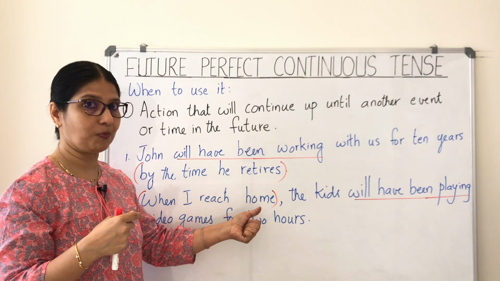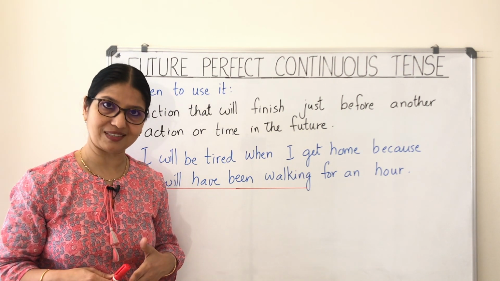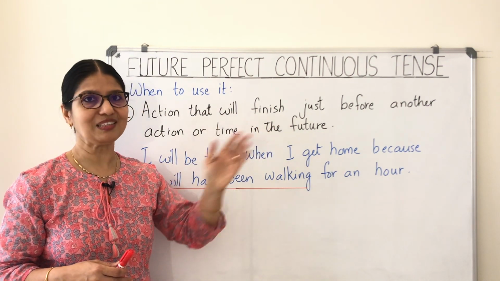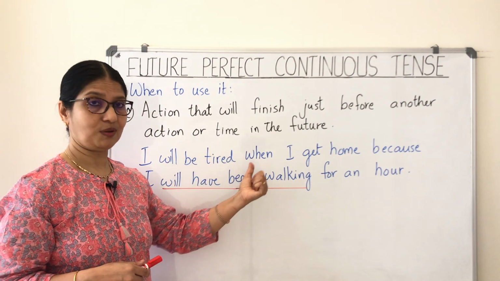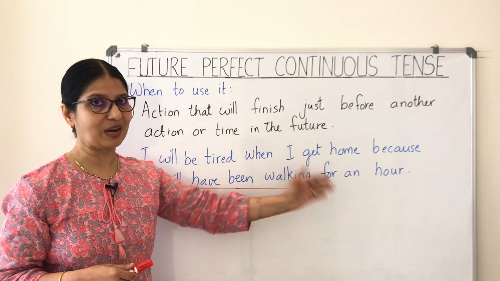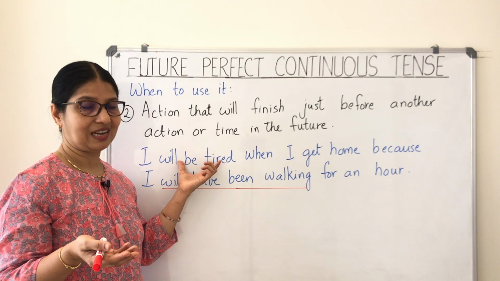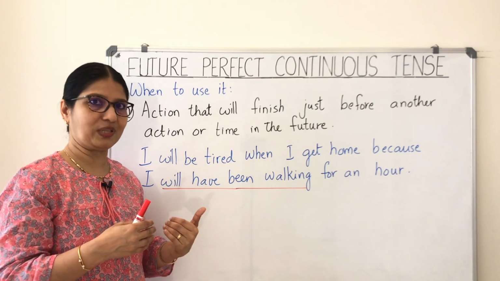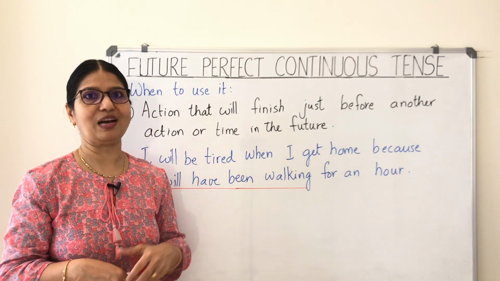When I reach home. The future perfect continuous tense could also be used to talk about actions that will finish just before another action or time in the future. Let's take up this example. I will be tired when I get home because I will have been walking for an hour. So you can see that this action will take place in the future. And this takes place because something else will be taking place just before that. And what action is that? I will have been walking for an hour.